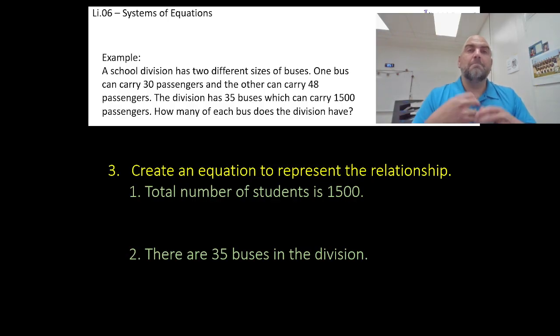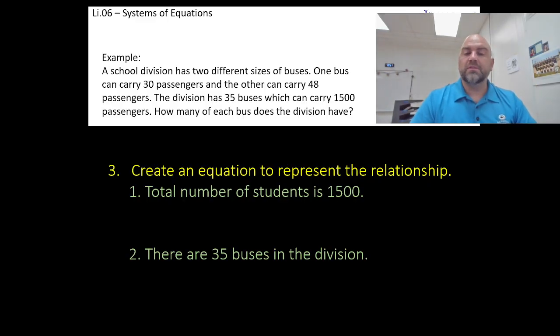But that solution may not have a total of 1,500 students. It might have more than 1,500 students. It might have less than 1,500 students. So there are solutions that work for one, but not for both. And that's where we need to find a solution for both. But before we can do that, we have to also get our equations in here, which are going to help us to solve for this.